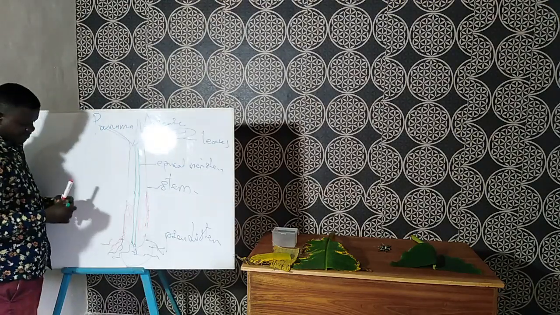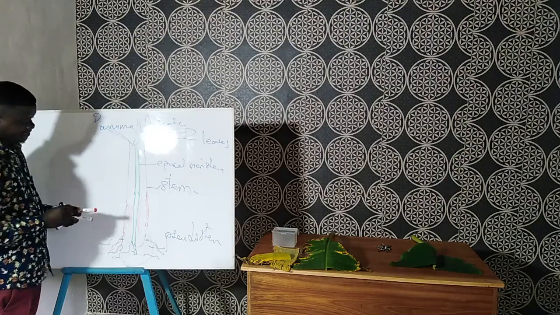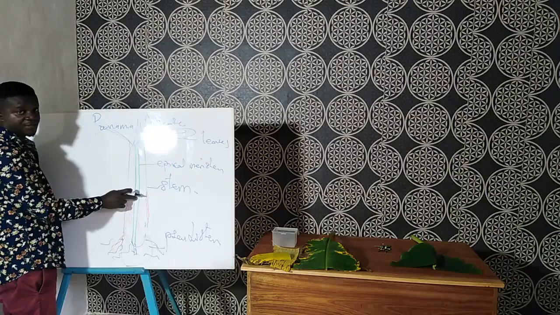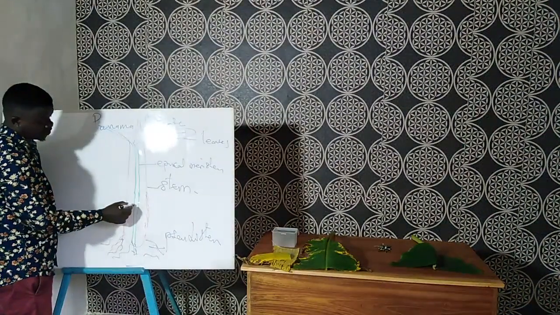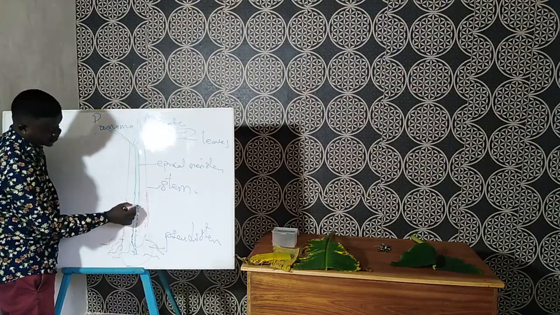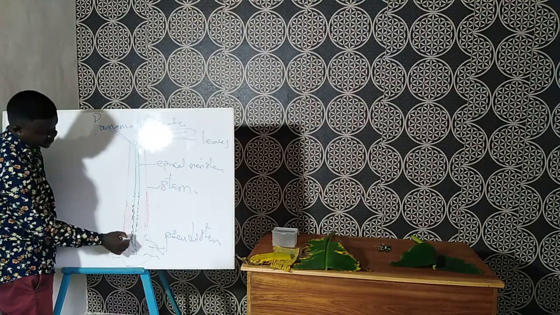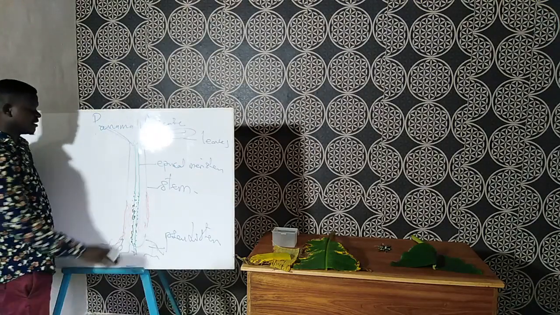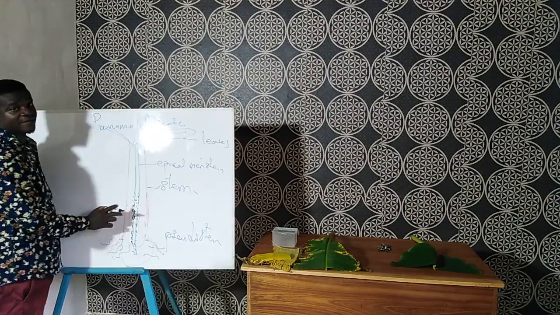So this is the apical meristem. And in the long run, you see, this is the heart of the banana or the plantain. So in the long run, it will start eating through the apical meristem. When that happens, automatically, it affects the vascular system of the plant.